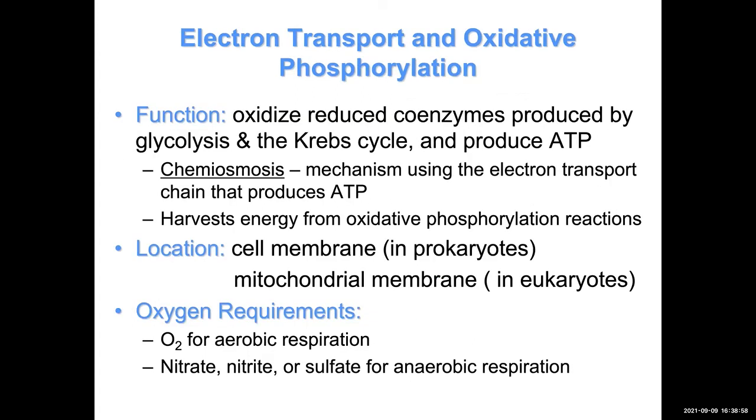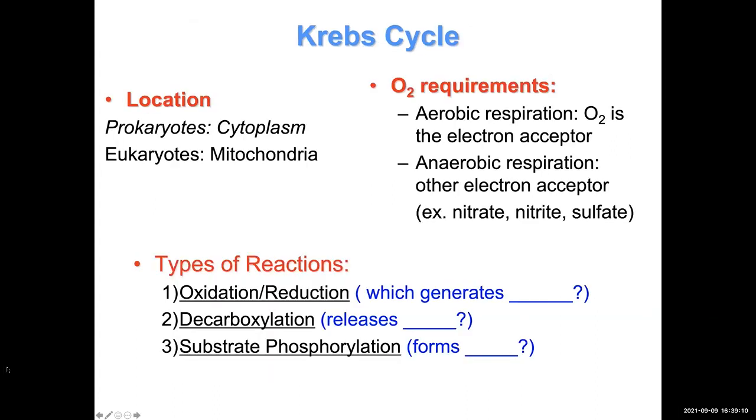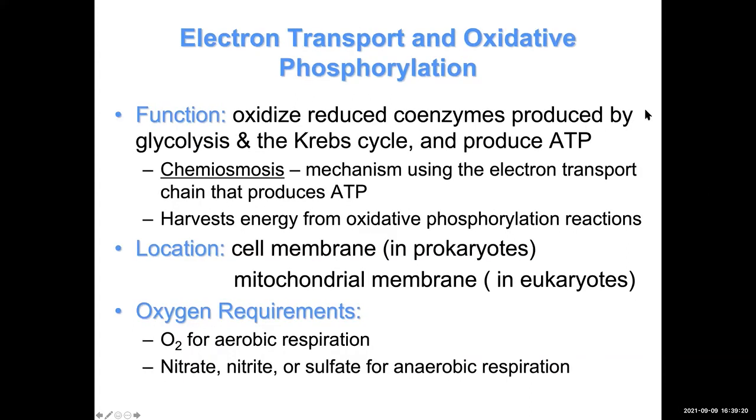Okay. All right, so now let's finally talk about the electron transport chain. I hope I have enough time to finish this. What was the first one? Oxidation reduction, which generates what? The reduced coenzymes NADH and FADH2. I'm going to have to speed it up a bit because I'm running out of time.